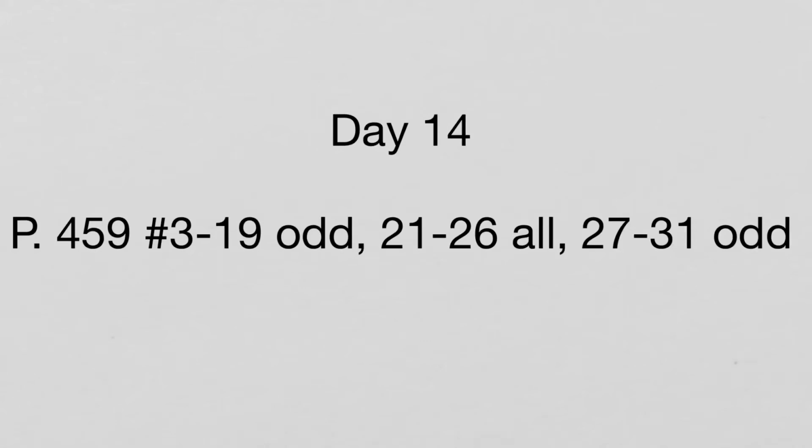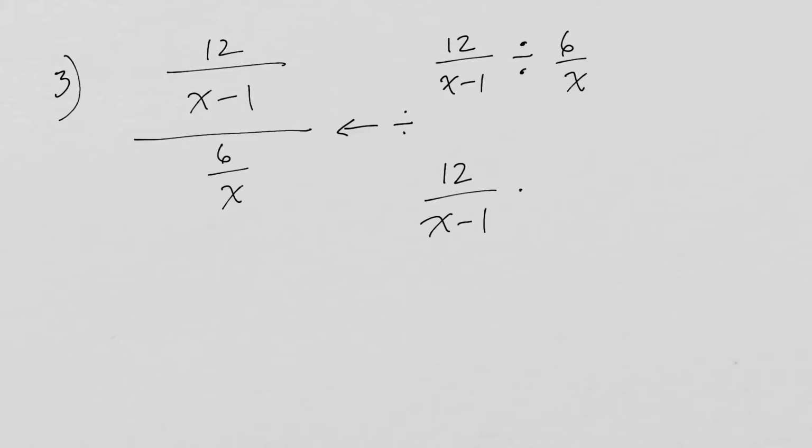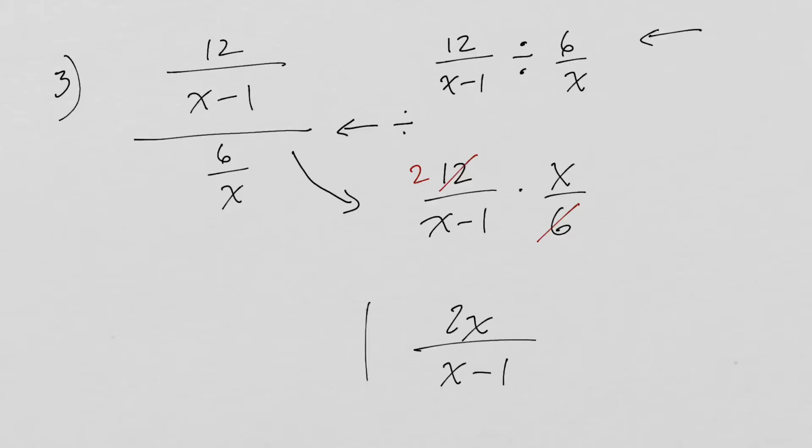Day 14. Okay, for division, remember any fraction bar is the same thing as a division sign. So you can think of this as 12 over x minus 1 divided by 6 over x. And then you can flip the second fraction, so 12 over x minus 1 times x over 6. And I would jump right from this to this. You don't need to do this. Okay, so we're going to cancel. 6 goes into 12 two times, so your final answer is 2x over x minus 1.